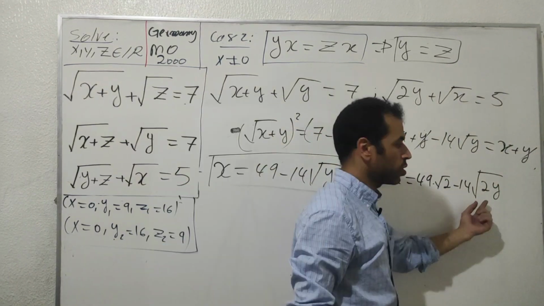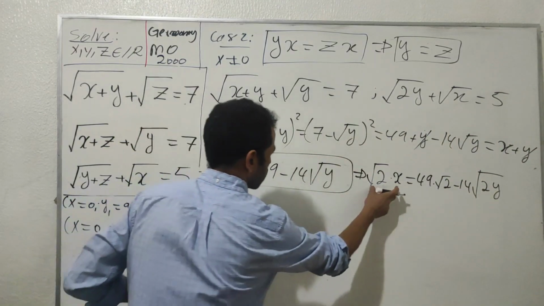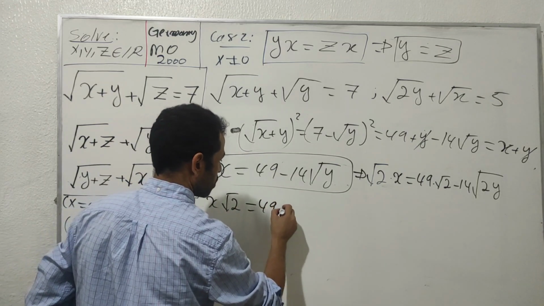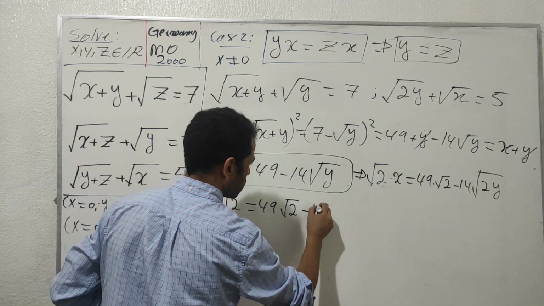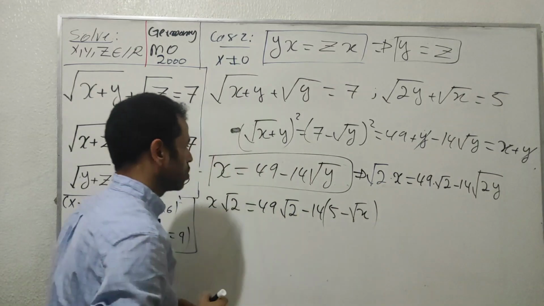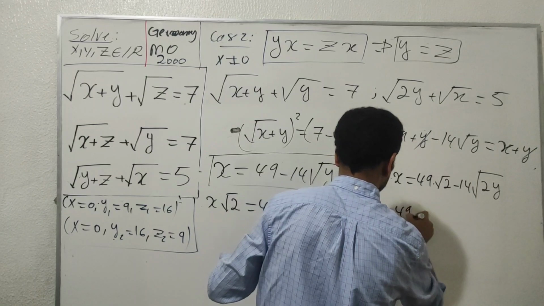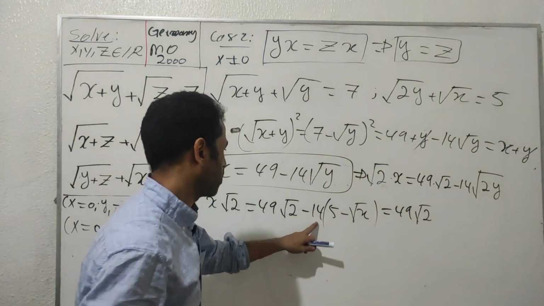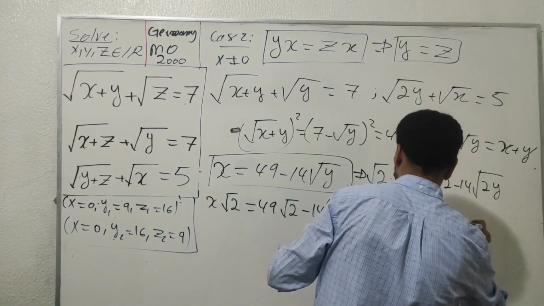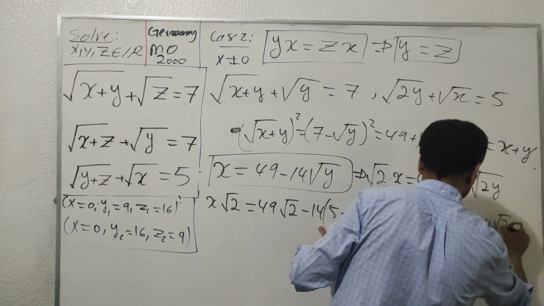Okay, this square root of 2y will be replaced with this one, 5 minus square root of x. So I get here x is multiplied by square root of 2 equals 49 is multiplied by square root of 2 minus 14 is multiplied by 5 minus square root of x. Okay, so I'm going to make the simplification here. I get here 49 square root of 2. I get minus 14 is multiplied by 5, which is minus 70, plus 14 is multiplied by square root of x.